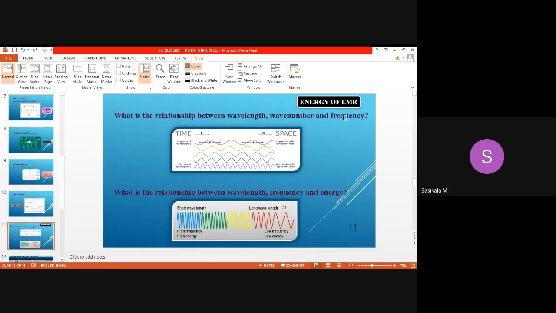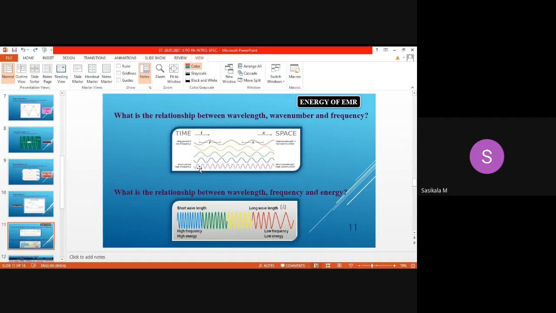So wave number and frequency are directly proportional, whereas wavelength is inversely proportional to the other parameters. Here you can see high frequency over the given distance: many cycles of radiation, many cycles of waves, with many wave numbers also. So frequency and wave number increase together, whereas the wavelength, the distance between waves in a given distance, is very less. See here it is very less compared to the first wave.